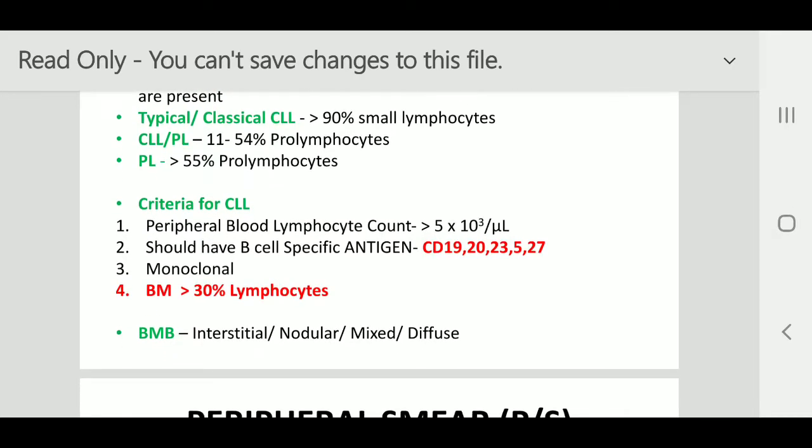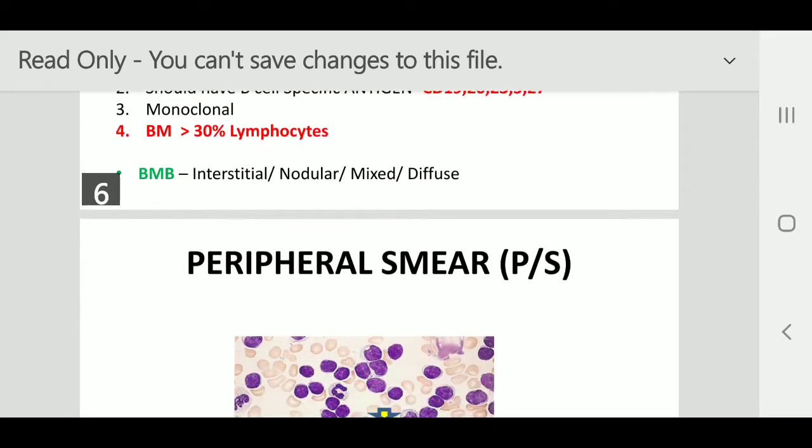Whereas in CLL that is transforming into a worse prognosis, that is PLL, there is the presence of 11 to 54% of pro-lymphocytes, and in PLL there are more than 55% of pro-lymphocytes. Now what is the criteria for CLL? Peripheral blood lymphocyte count more than 5 lakh. They should be B cell specific. They should be monoclonal. And in the bone marrow, lymphocytes should be more than 30%. On bone marrow biopsy, there are interstitial and nodular or mixed or diffuse infiltrate.